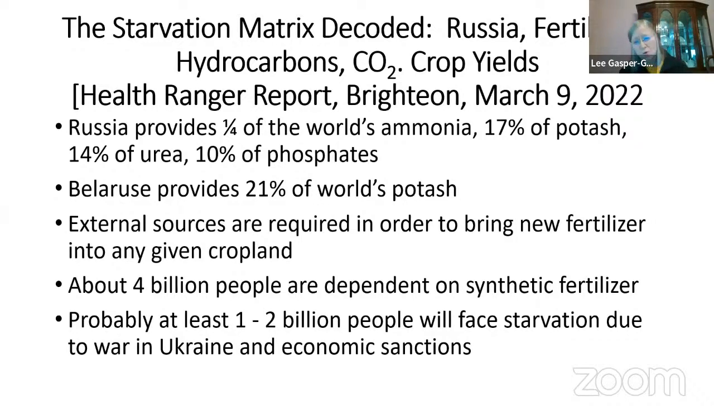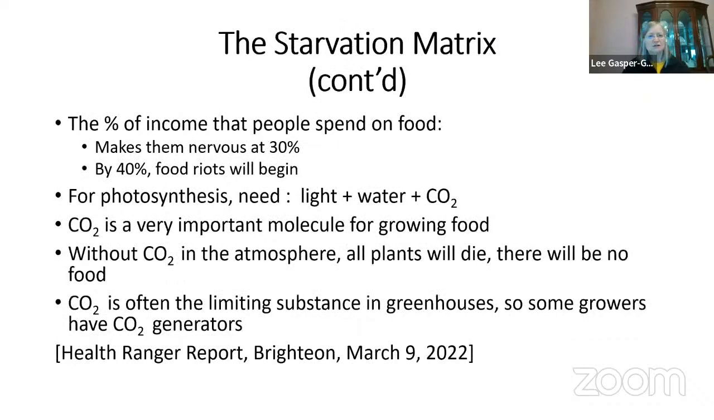External sources are required in order to bring new fertilizer into any given cropland. That's a given. About 4 or 5 billion people are dependent on synthetic fertilizers, as was mentioned before. And probably at least 1 to 2 billion people will face starvation due to the war in Ukraine and economic sanctions, as Don was mentioning earlier. You know, it's a very big issue.